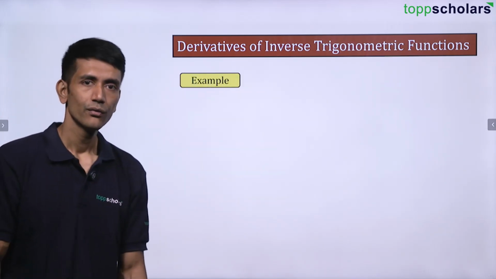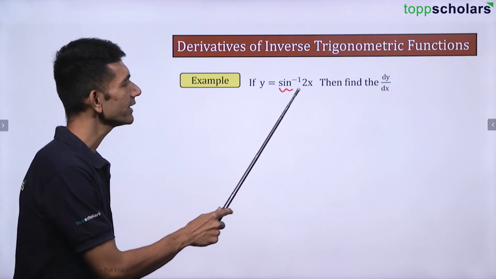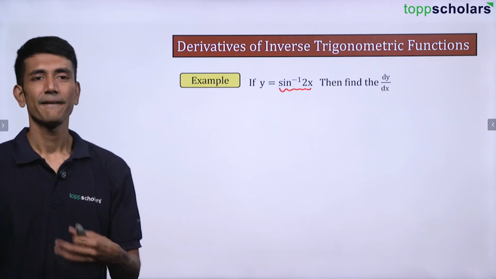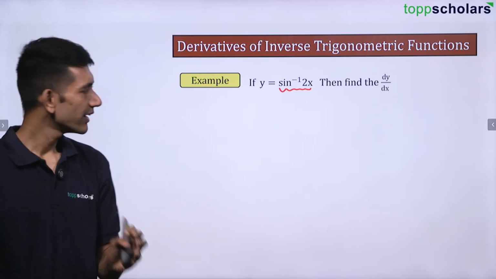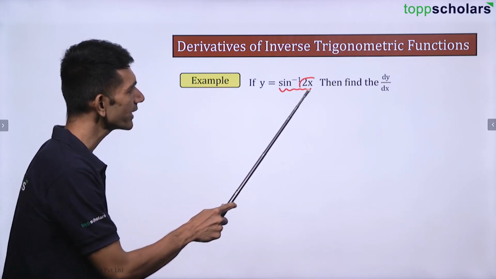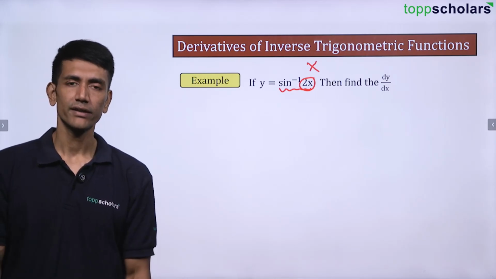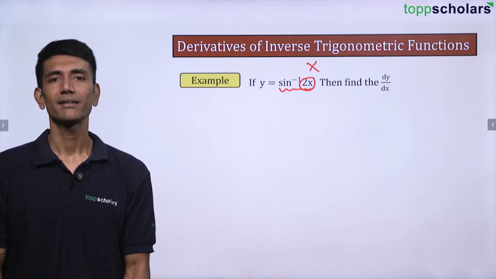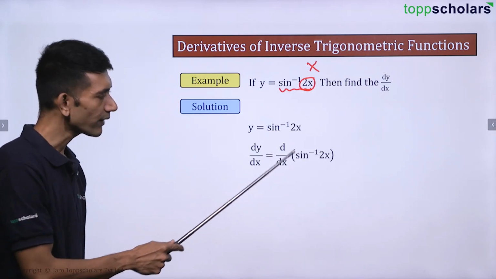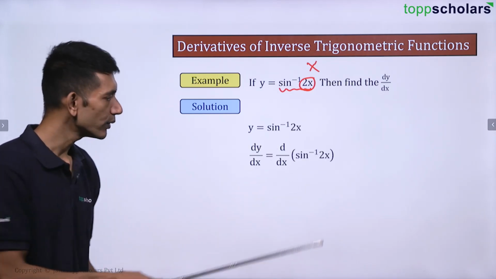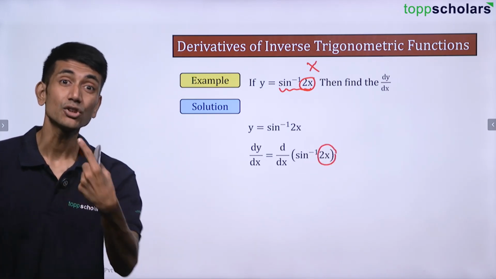So here we go. We have the first example. We have y is equal to sine inverse of 2x. Then find dy by dx. Sine inverse of, it's not x, it's 2x. So this 2x can be considered as x. What is the derivative of sine inverse of x? 1 by root of 1 minus x square. Correct? So here, if I want to find the derivative of sine inverse of 2x, I'll have 1 by square root of 1 minus 2x square.